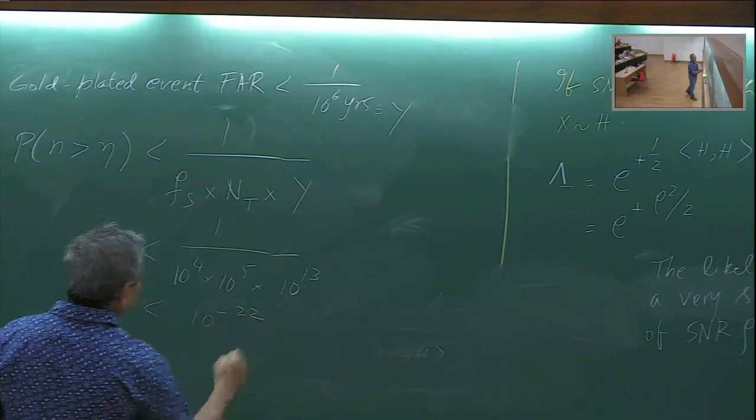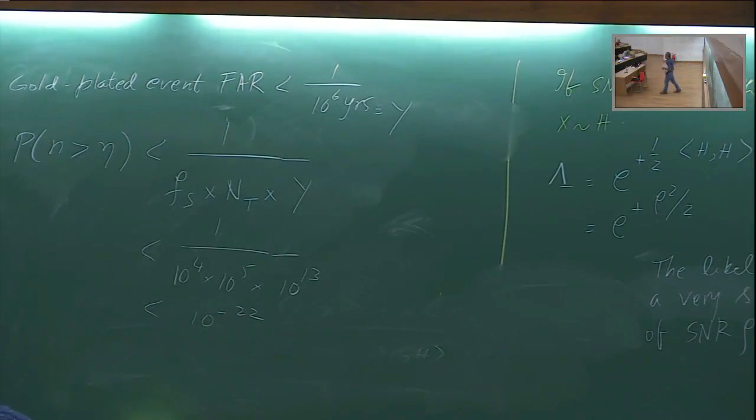The reason why I have been careless with number of years and so on is that look at how small our false alarm rate has to be. 10 to the minus 22. That's, sorry, false alarm probability is very, very small. So plug this into this equation here, this integral, and ask the question, what should be the value of eta such that this is of order 10 to the minus 22.